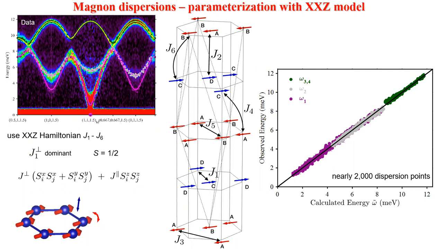All the normalization, everything are captured. So we just treat this as a Kramers doublet, not assuming the functional form.